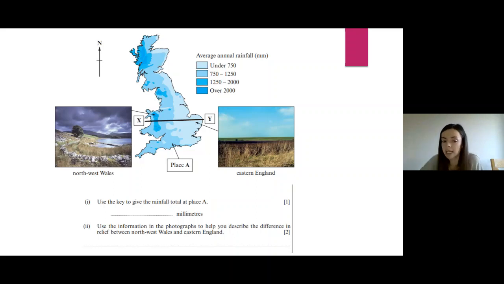But question 2 is, use information in the photographs to help you describe the difference in relief of the land between northwest Wales and eastern England. So this picture here is near X, and then you've got Y. Well, as you can see, the relief, the shape of the land here, is quite mountainous, highland, in comparison to very flat land here in eastern England. Now, the northwest of England would receive much more rain due to relief rainfall.